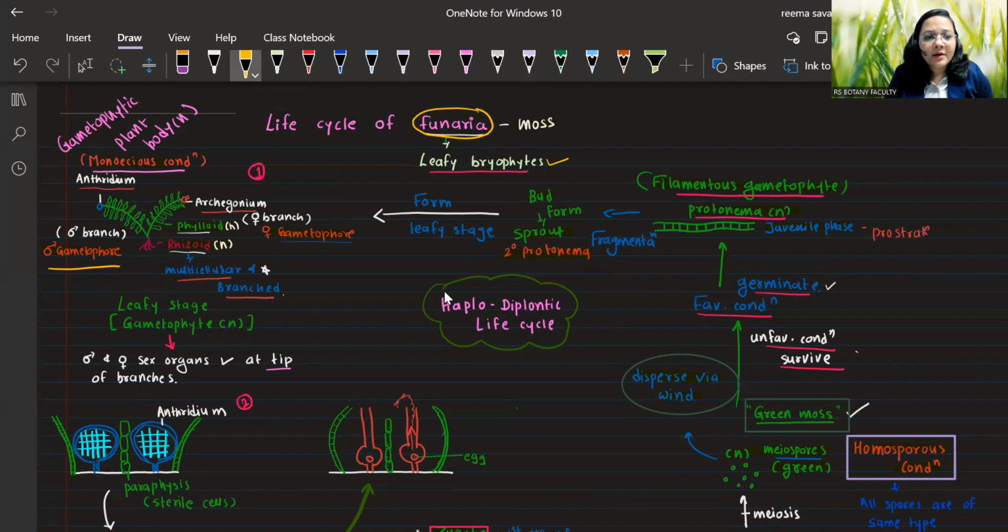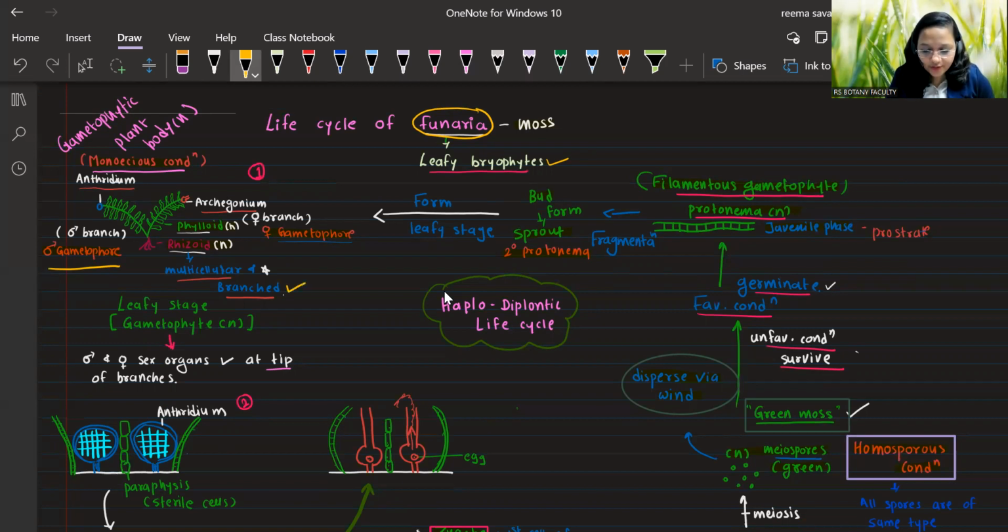So the male gamete bearing structure, the male sex organ bearing structure, is the male gametophore, and the female gamete bearing structure, the female sex organ bearing structure, will be the female gametophore. The female gametophore will have archegonium at its tip and the male gametophore will have antheridium at its tip. And they have rhizoids, and the rhizoids are multicellular and branched. You need to learn this.